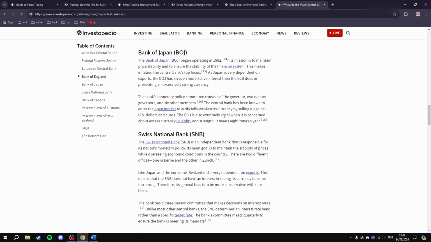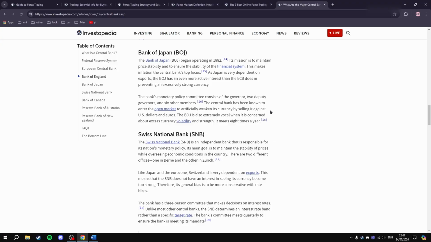The bank's monetary policy committee consists of the governor, 2 deputy governors, and 6 other members. The central bank has been known to enter the open market to artificially weaken its currency by selling against the USD and euros. The Bank of Japan is also extremely vocal when it is concerned about excess currency volatility and strength. It meets 8 times a year.